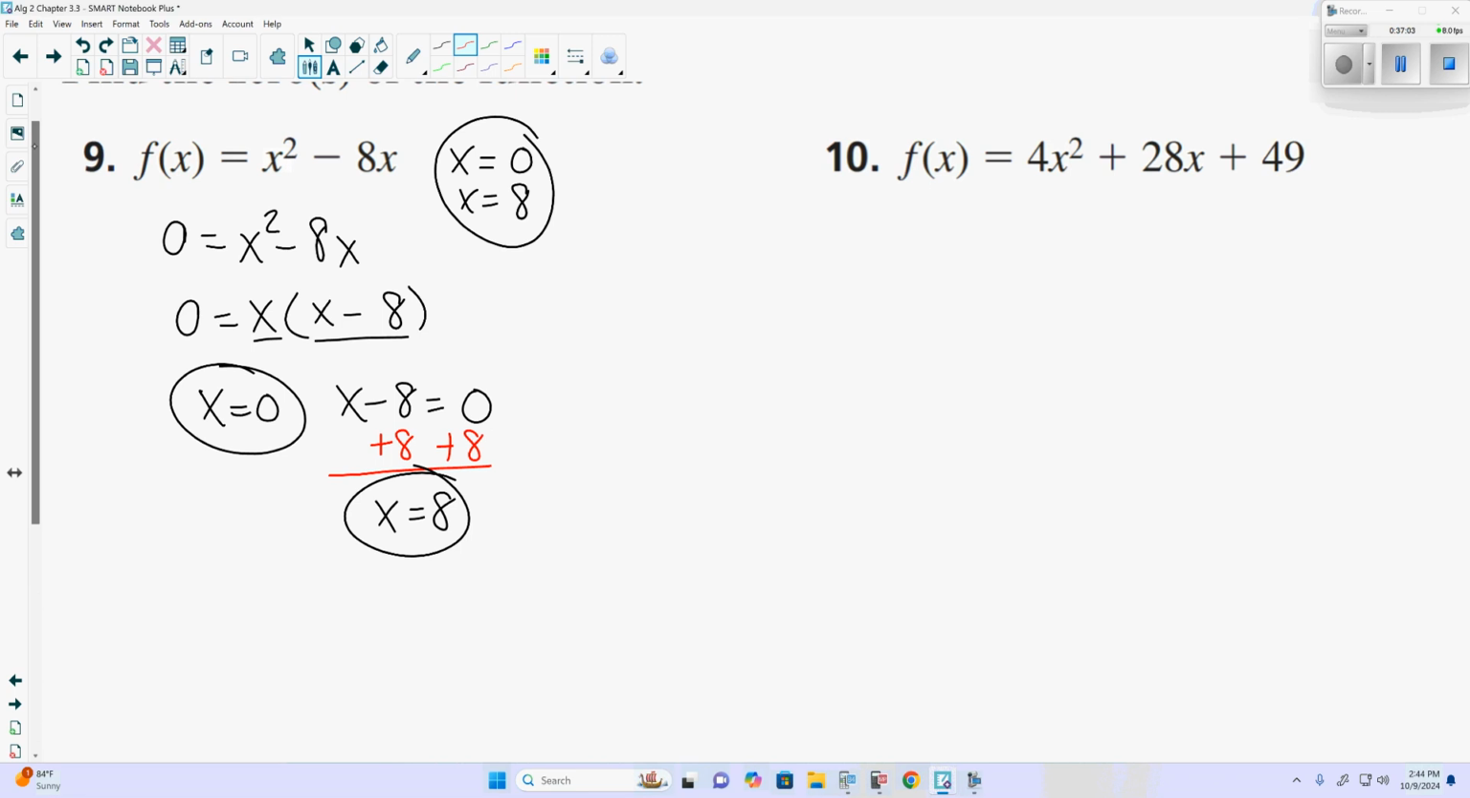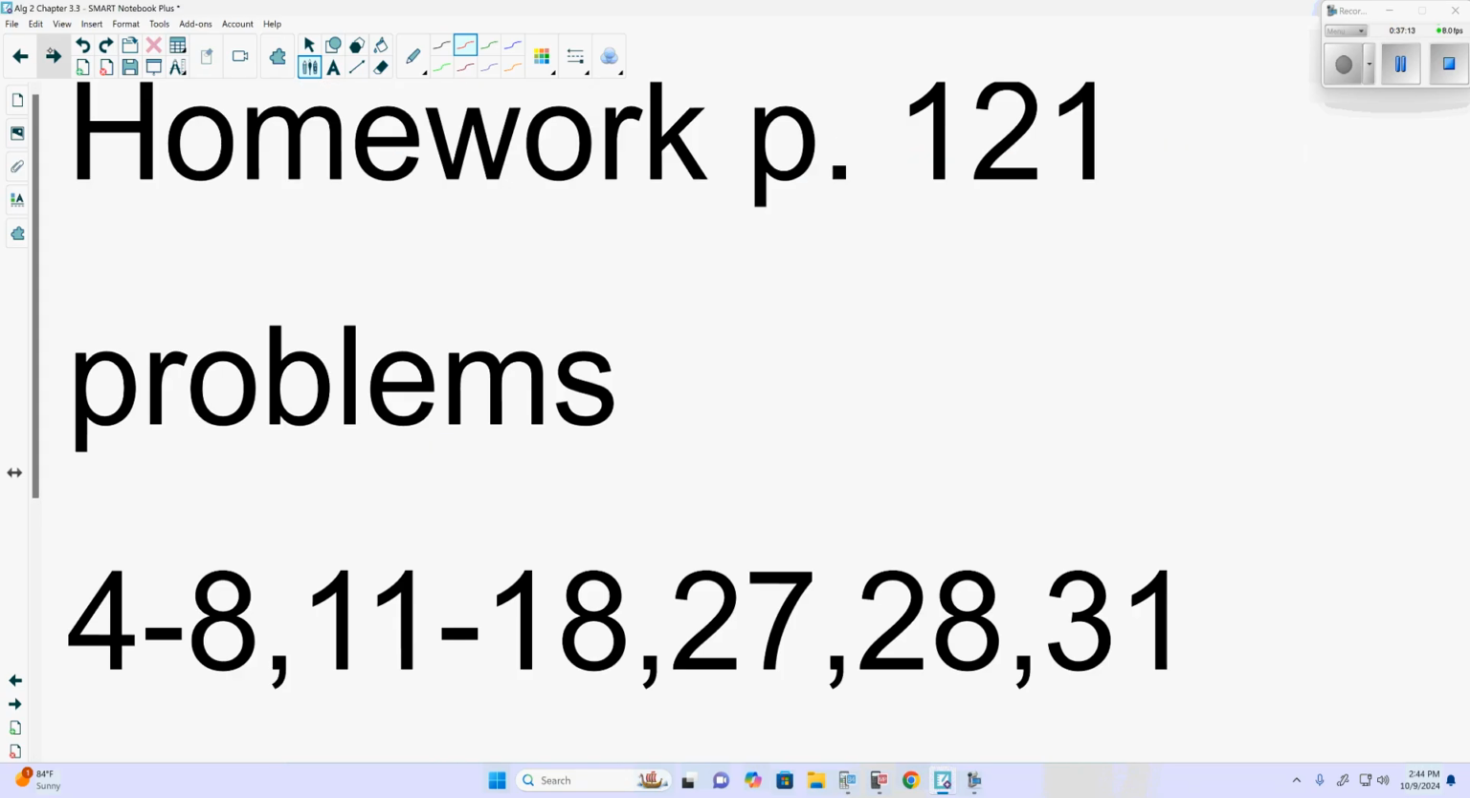Questions on this here? We'll leave that one for tomorrow. Homework is this here. We'll do that one problem tomorrow, and then we are done with 3-3.